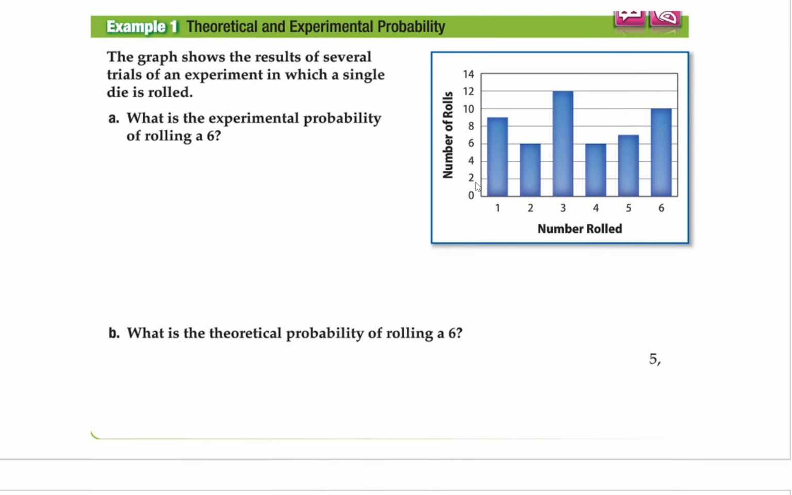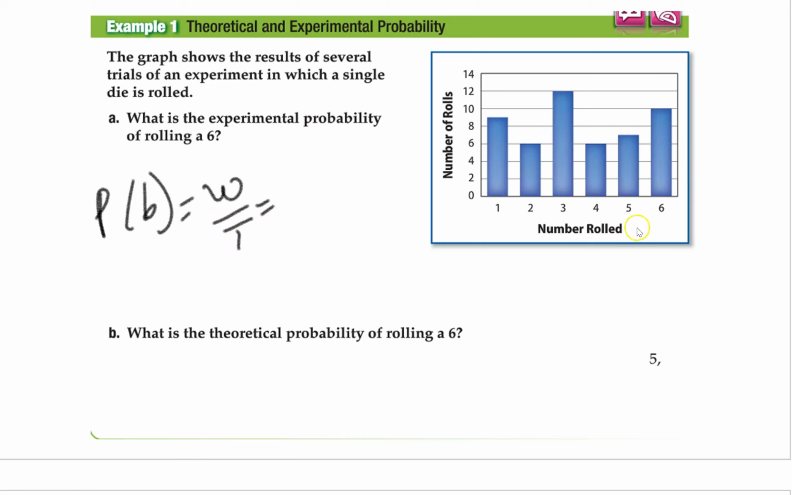So let's look at this example over here. The graph shows the results of several trials of an experiment in which a single die is rolled. So they rolled a die lots of times. What is the experimental probability of rolling a 6? So based on this experiment here, rolling a 6, right? Probability of getting a 6, 1 over total.